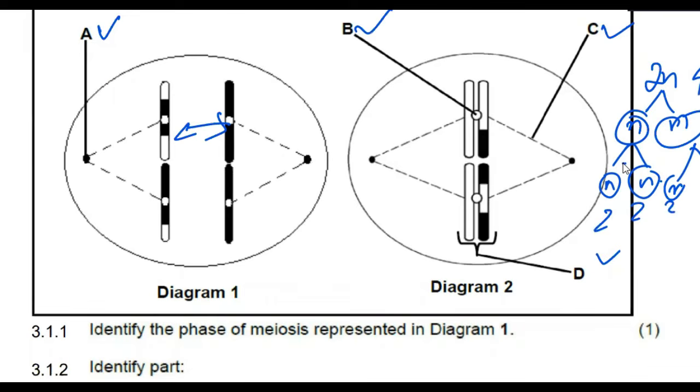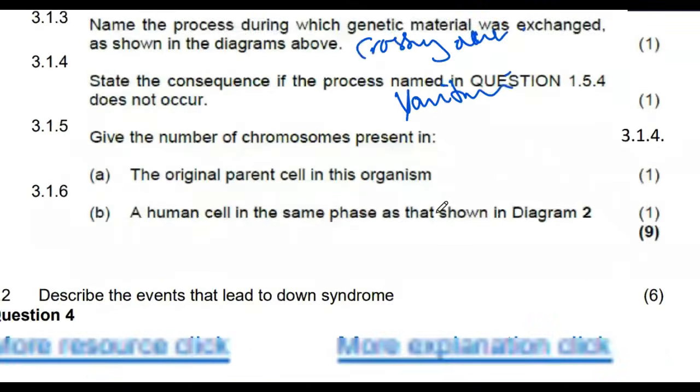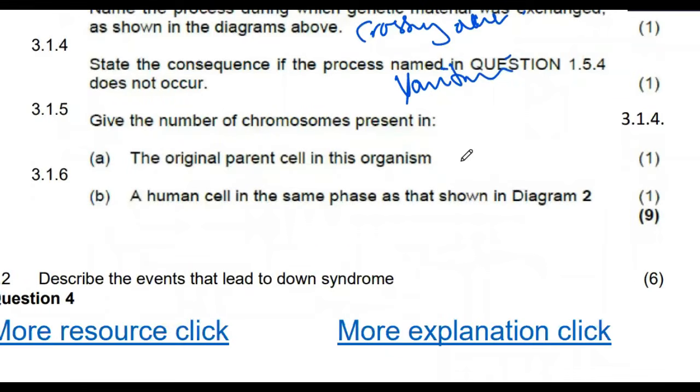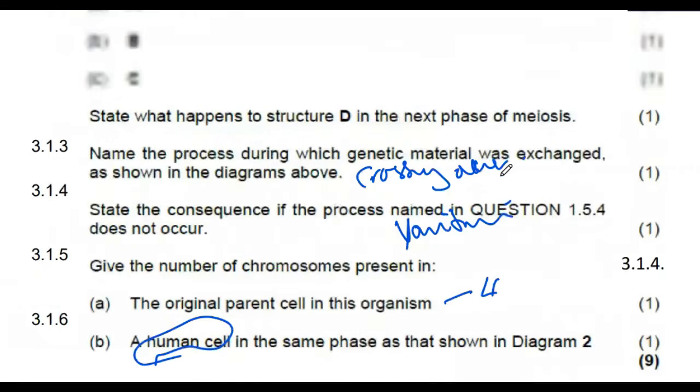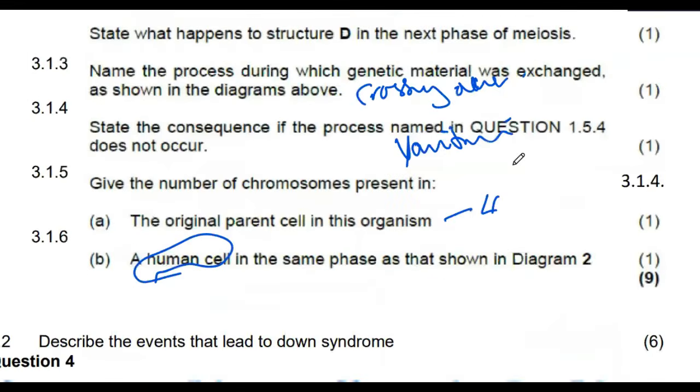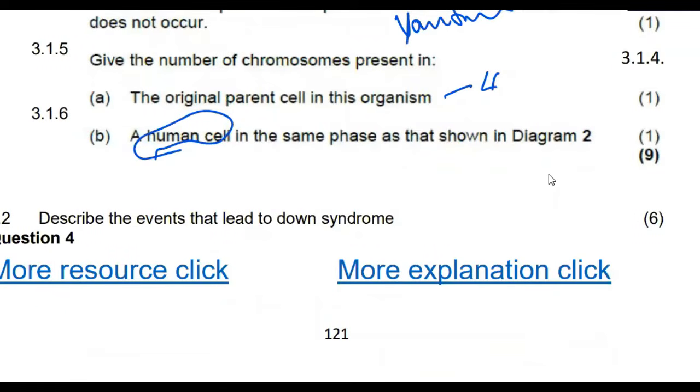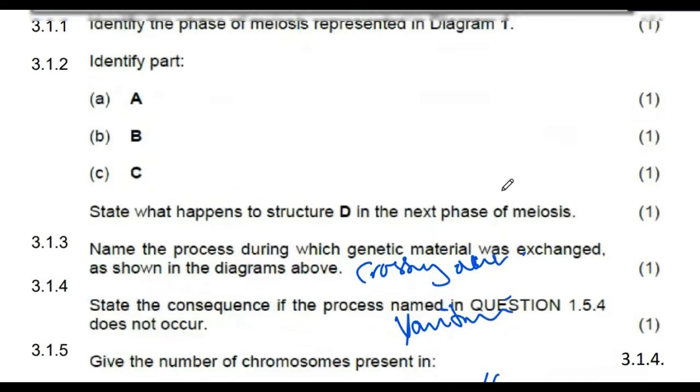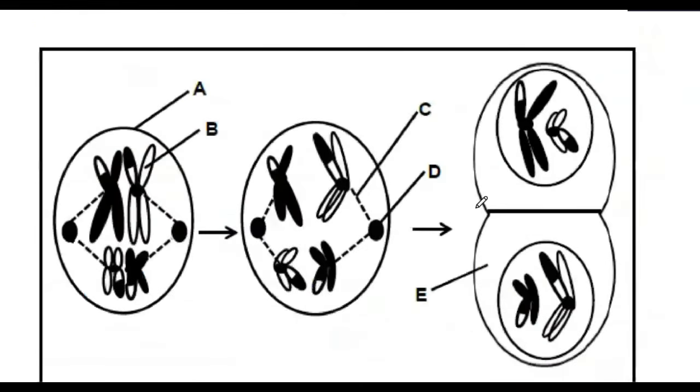So it means that this is meiosis. Therefore, this is 1, this is 2. Therefore, the total number is 2. Please don't talk about 46 if they didn't say that this is a human cell. And now they are saying original cell. So if it is the original cell, it's going to be 4. And then you see now they are specifying a human cell in the sample diagram 2. Because diagram 2 is haploid, therefore it's going to be 23 chromosomes.